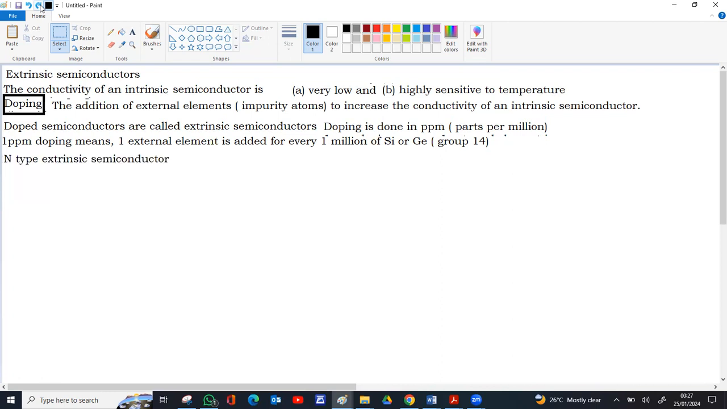Now we are going to the type of the semiconductor. Here we are discussing the formation of N-type semiconductor, N-type extrinsic semiconductor. Group 15 elements are added into group 14 for the formation of N-type semiconductor. Group 15 like antimony, arsenic are added into group 14 silicon or germanium, replacing one silicon or germanium group 14 atom. The group 15 atom comes in its place.